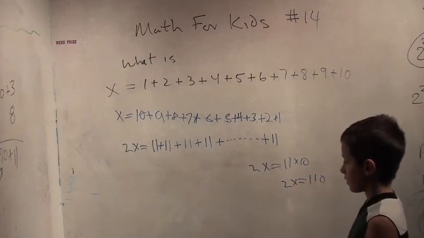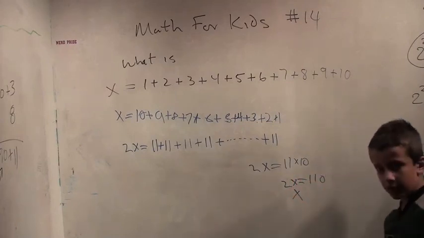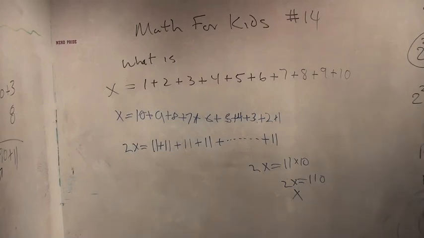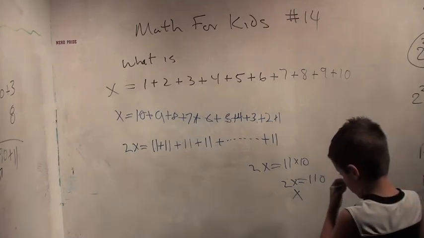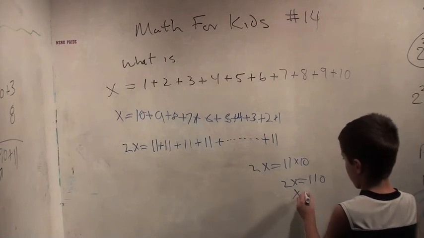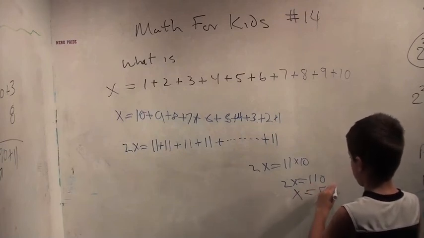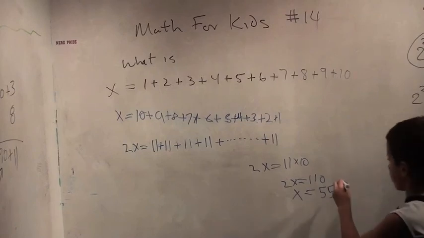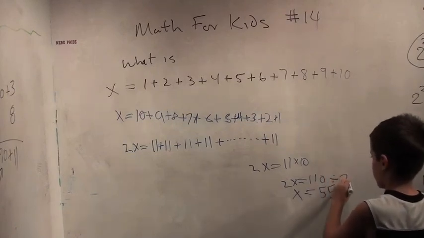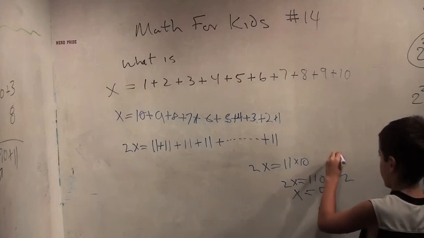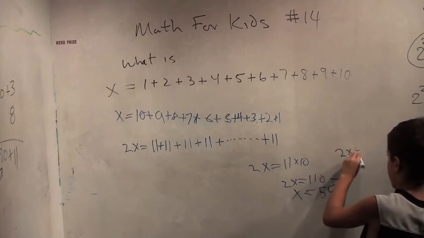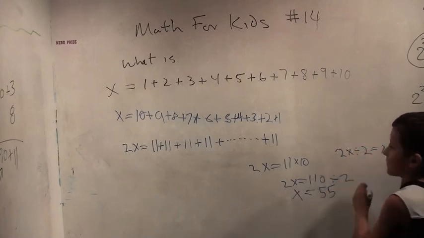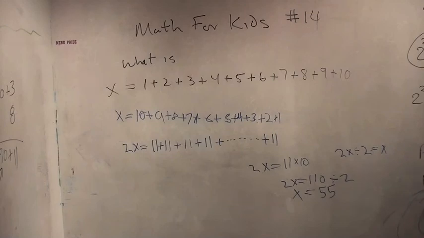Okay, so what does x equal? x equals 110? No, 2x equals 110. x equals 55. How did you figure that out? It's 110 divided by 2. Good job. In other words, 2x divided by 2 equals x, and we know that.